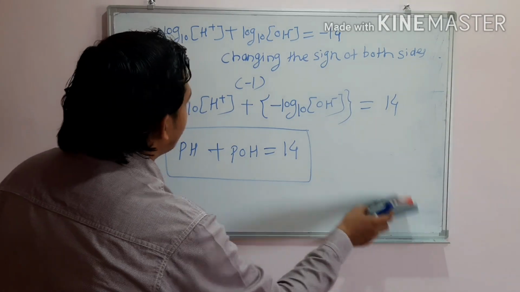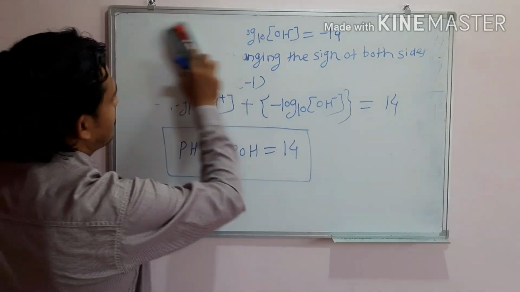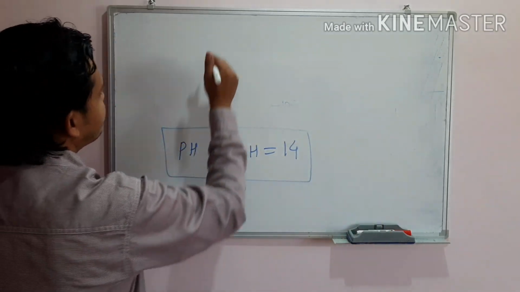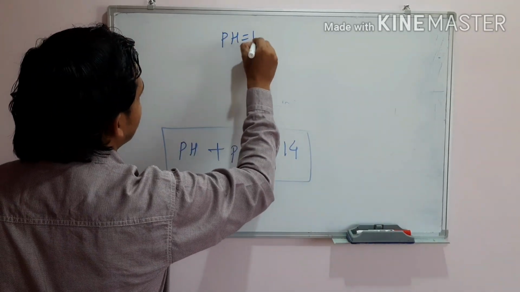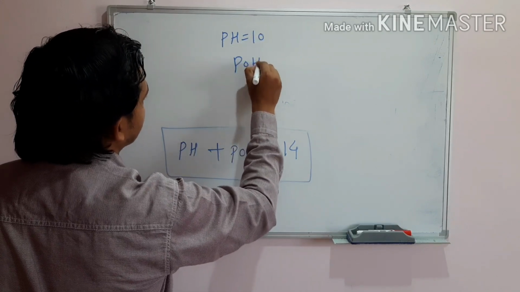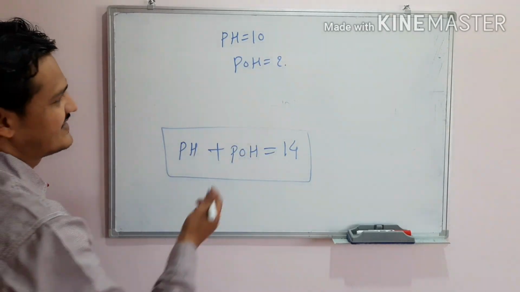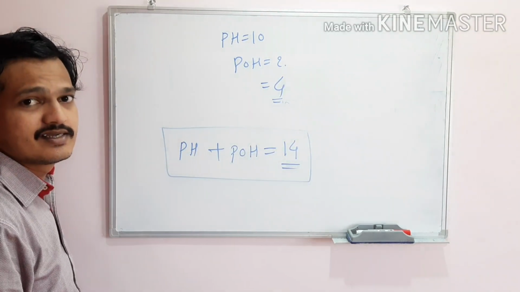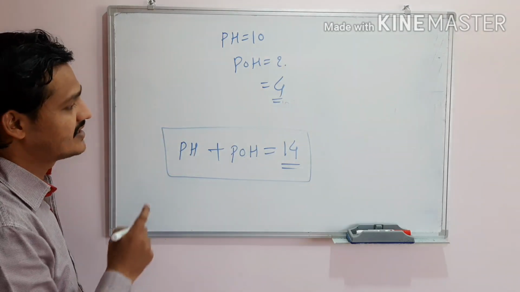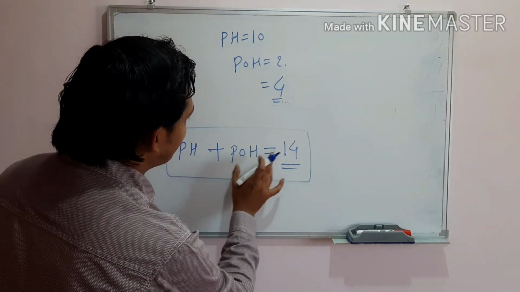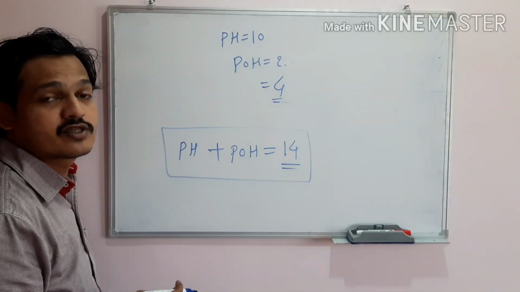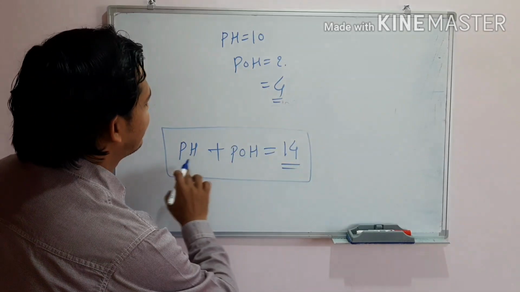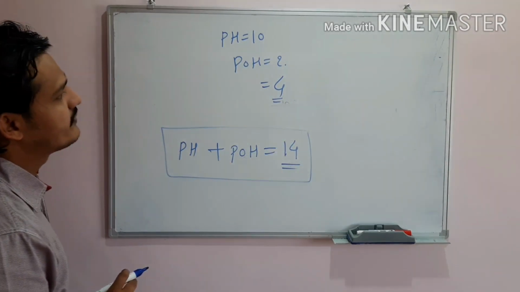Now, if a solution has pH equal to 10, then what is POH? It is equal to 4. The total will never go beyond 14. Remember, the total of pH plus POH will never go beyond 14, because the ionic product of water is 1 into 10 to the power minus 14 and cannot go beyond that. It is just like that: pH plus POH is equal to 14.